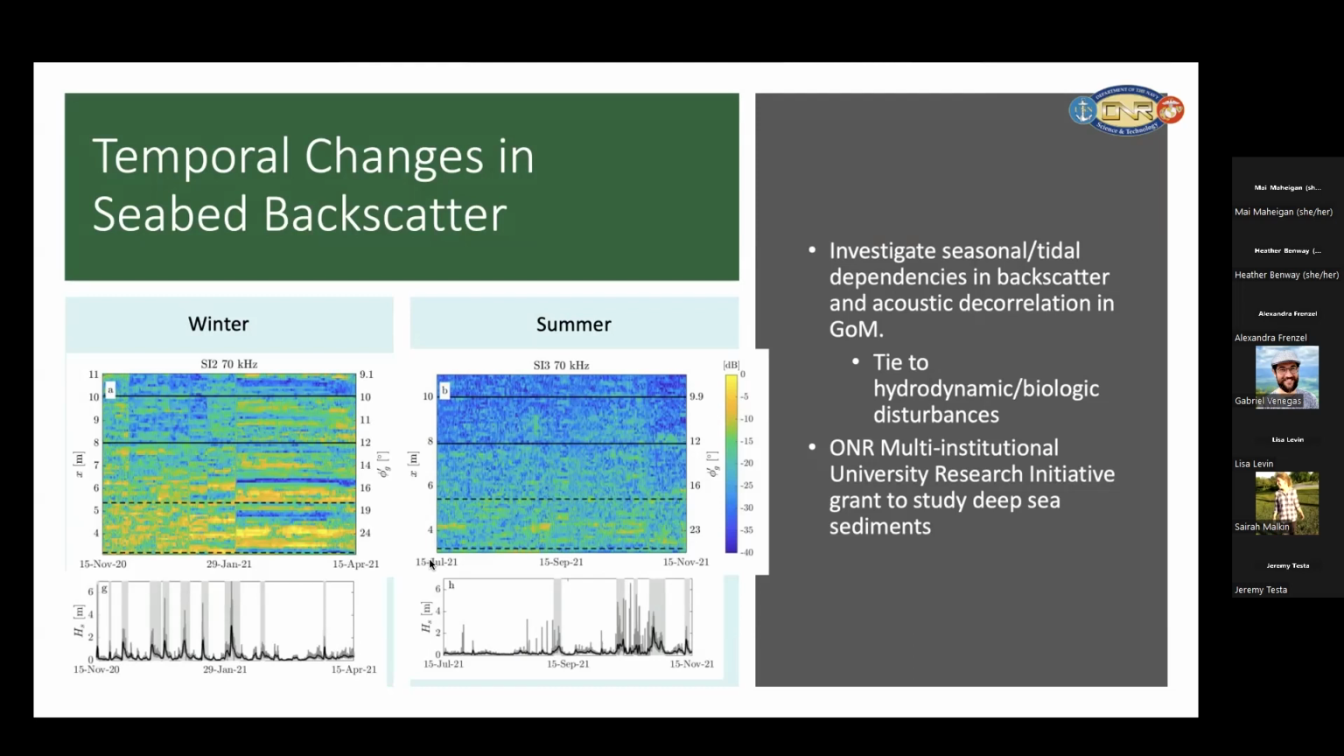On the y-axis, you have distance from the echosounder, and on the x-axis, you have the time that those pings were taken. So you can see it spans 5 months in time. And so we're taking these techniques and bringing them to the deep with the ONR multi-institutional university research initiative, MURI, that's starting this summer. We're going to the Pacific coast and seeing how this changes in 4 kilometers of water.